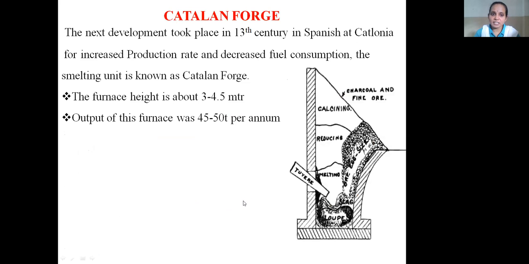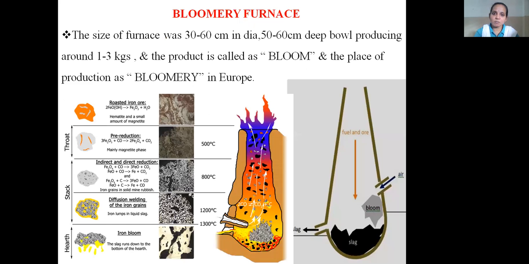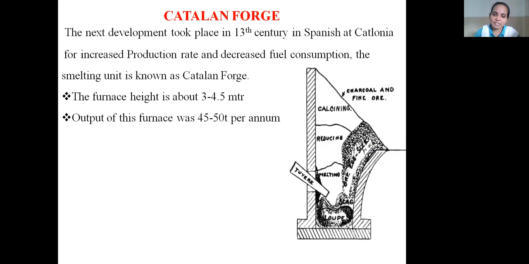Later, the Catalan forge was invented. The next development took place in the 13th century in Catalonia, Spain, for an increased production rate and decreased fuel consumption. The smelting unit is known as the Catalan forge. After this hillock bowl, the technology advanced to the Catalan forge.